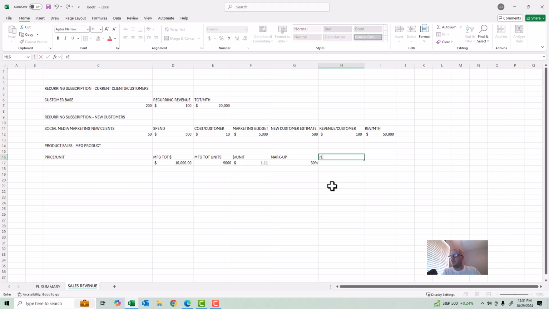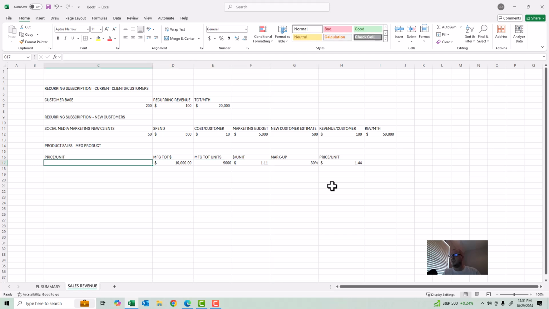So now what I want is my revenue. I'd say the price per unit, because it's going to be the same as that over there. So equals 1 plus my markup times my cost per unit. Okay, there's my price per unit. So actually we can probably just leave that over there. Okay, so I have my price per unit.